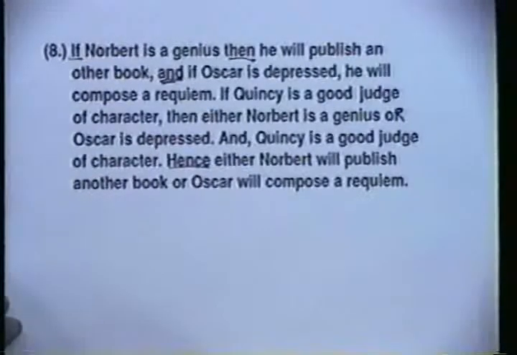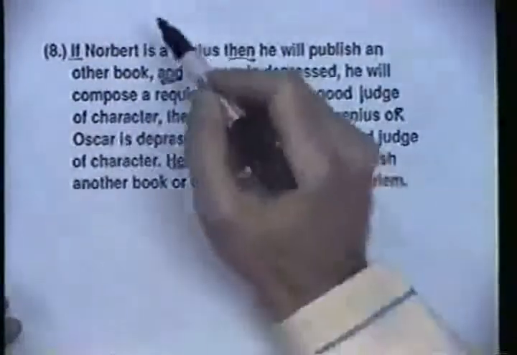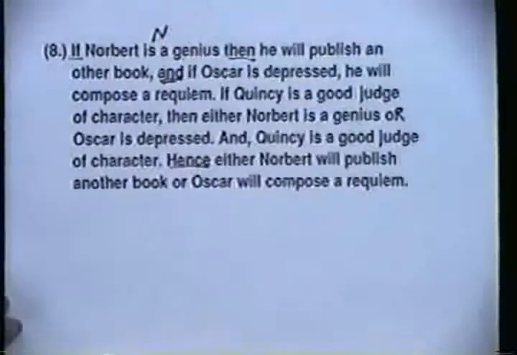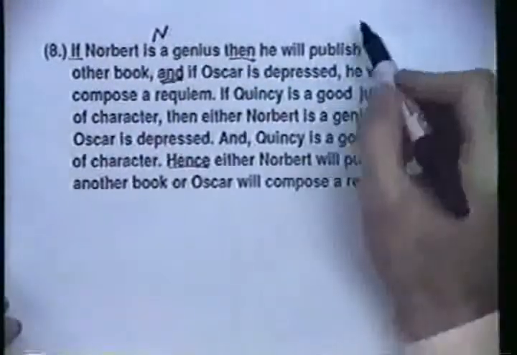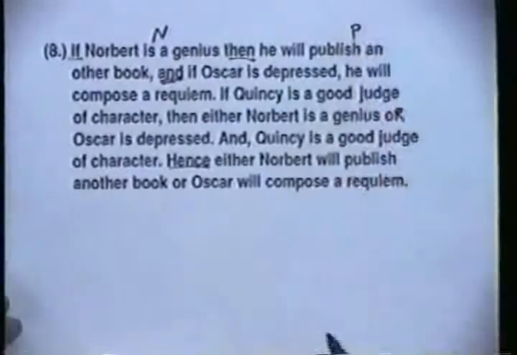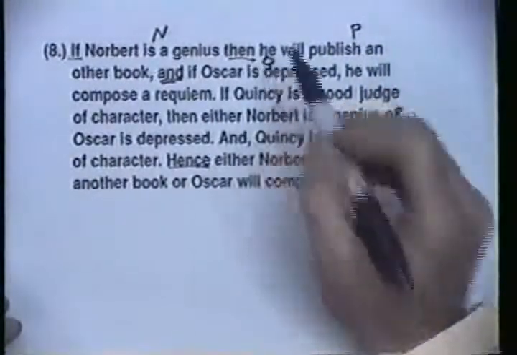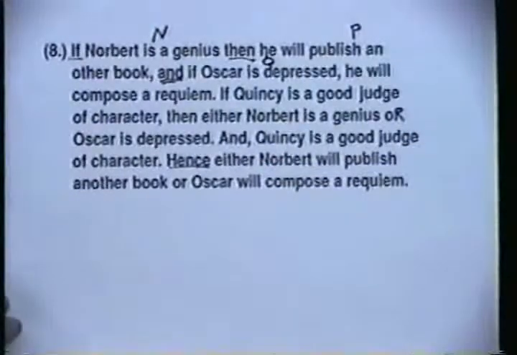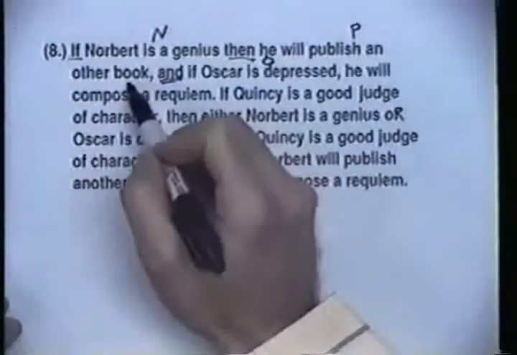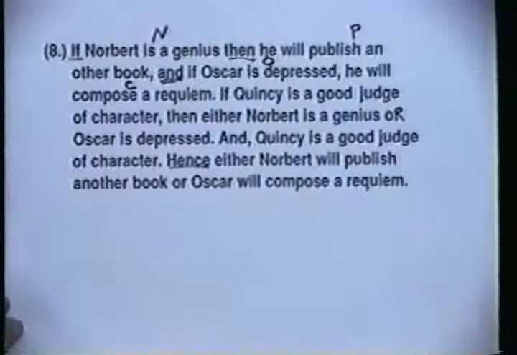Now we need to assign some letters. So let N stand for Norbert is a genius. And let P stand for Norbert will publish another book. Let O stand for Oscar is depressed. And let C stand for Oscar will compose a requiem.